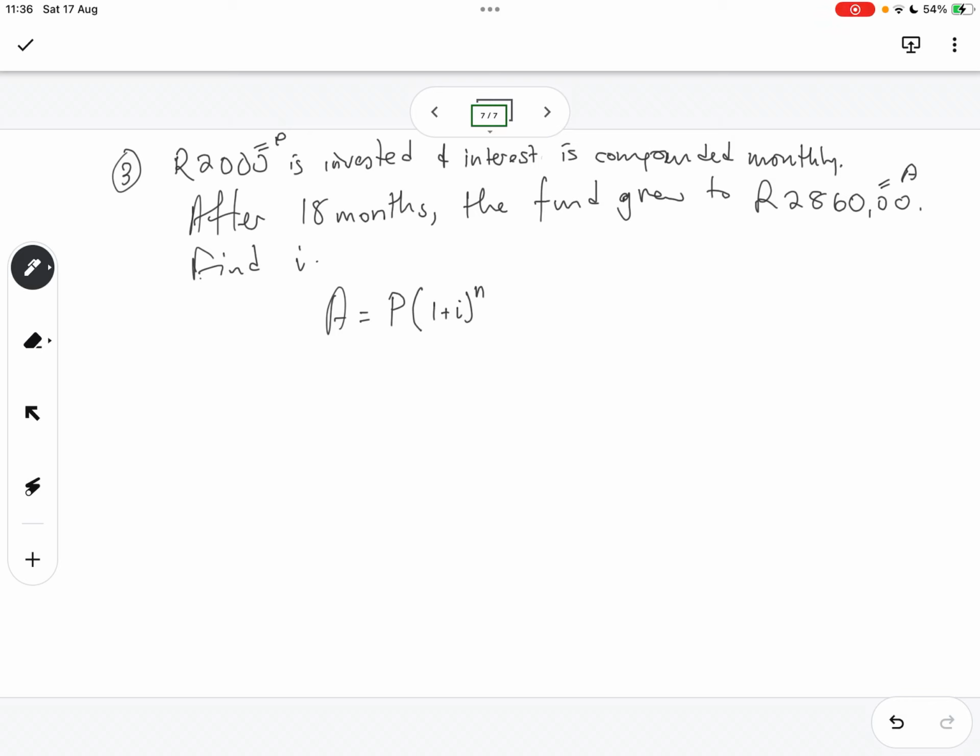Then 18 months, the n. All right. So n is 18. P is 2,000. And A is 2,860. Then i is unknown. Therefore, we substitute.